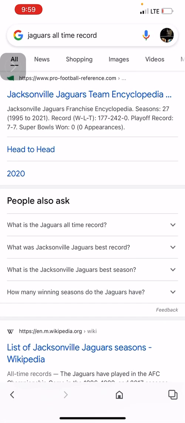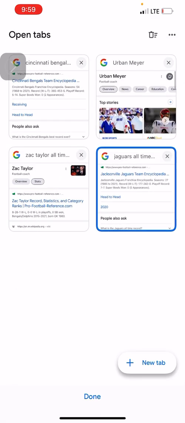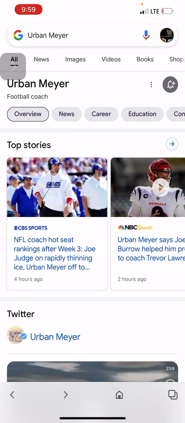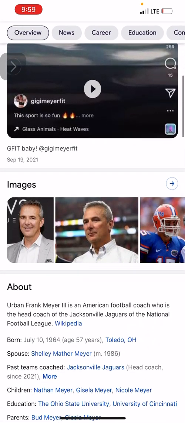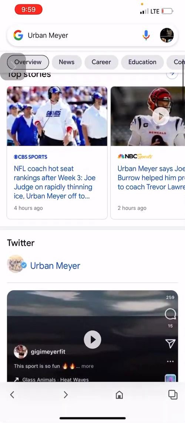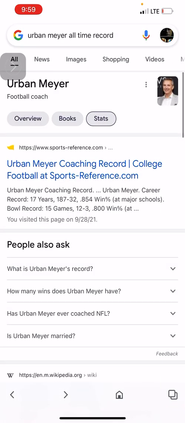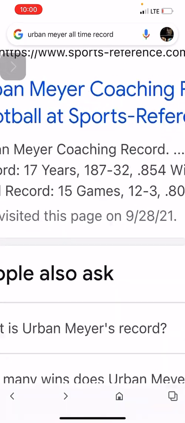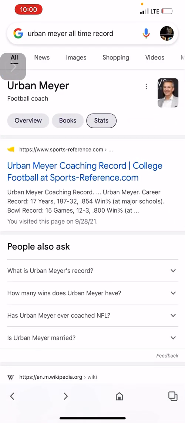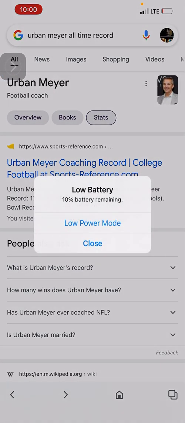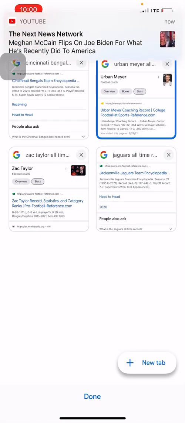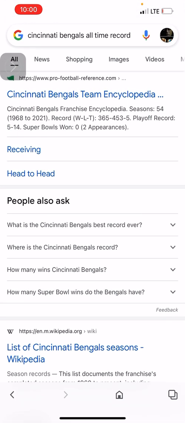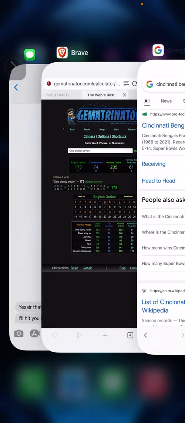And then we look at the Jaguars' all-time record. Well, we look at the Jaguars coach, his all-time record. So, you see how he has 187 wins and 32 losses? And I'm thinking that he's going to go for 33 losses and stay at 187. Now, I'm going to connect the 187 to the 365, and this is the way I'm going to do it.